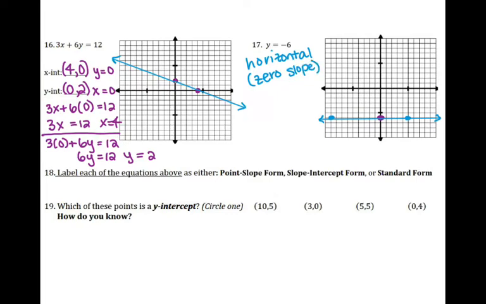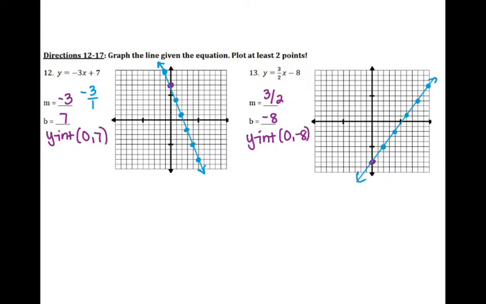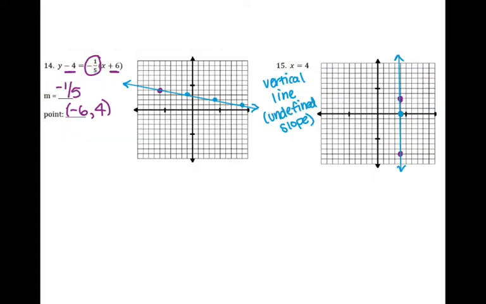Okay. Almost done. Number 18 says to label each of the equations above as either point-slope form, slope-intercept form, or standard form. So let me go back to the beginning of the graphing so I can label each one. Number 12, we did talk about this as I was explaining the problems, but number 12 is slope-intercept because it was in the form y equals mx plus b. 13 was also slope-intercept, y equals mx plus b. 14 was point slope.